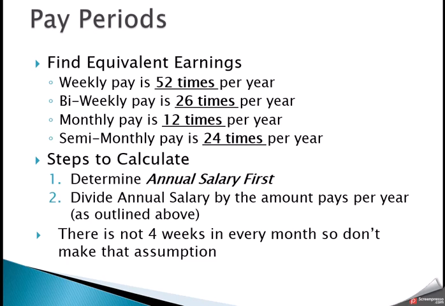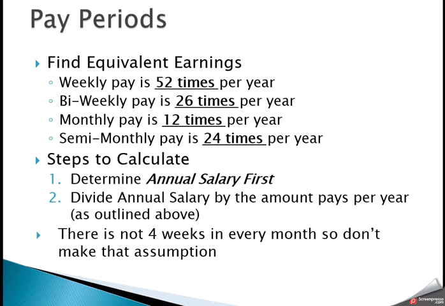So what I always do is, no matter what they give me, if they tell me this is your weekly pay or this is your biweekly pay and they want to know what the other equivalent earnings are, I always go figure out what my annual salary is. Then once I have my annual salary, I'll go back and divide it by the times that are listed above to get to the other ones.